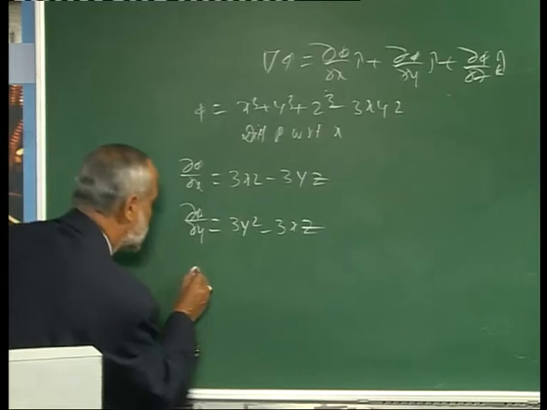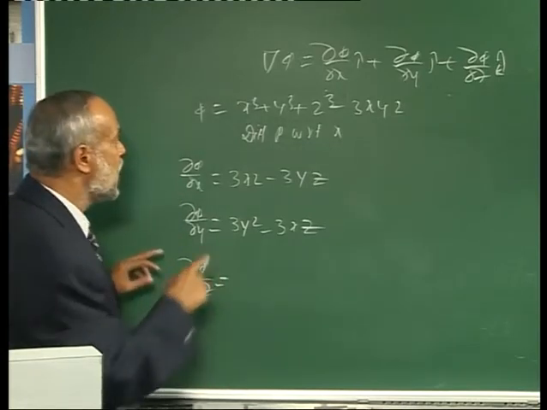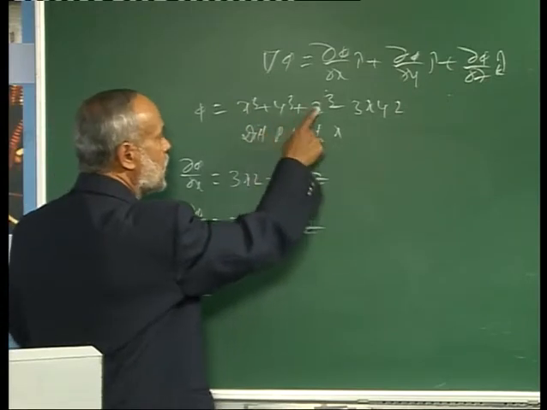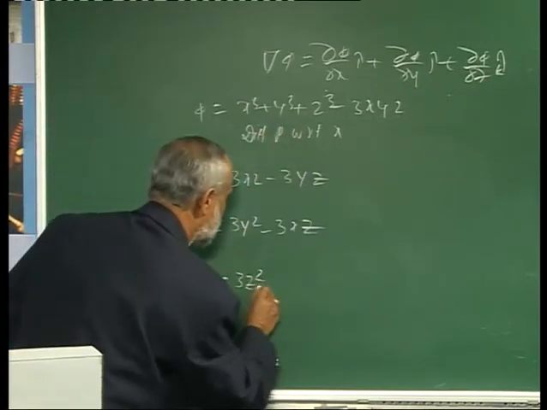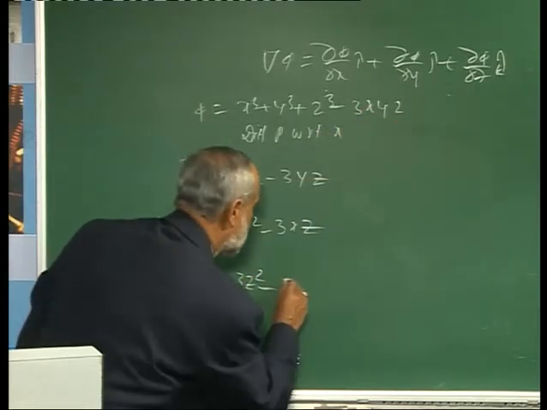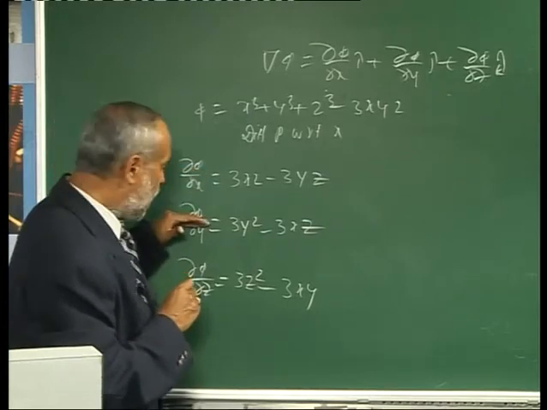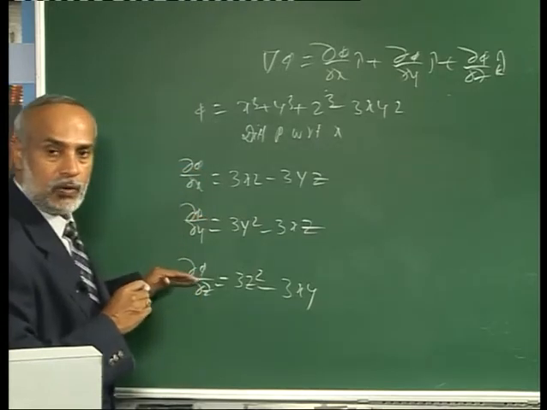Similarly, differentiating partially with respect to z, dou phi by dou z is x cube is 0, y cube is 0, z cube is 3z square, minus 3xy is constant, z differentiation is 1, so minus 3xy. Now you know dou phi by dou x value, dou phi by dou y value, dou phi by dou z value.